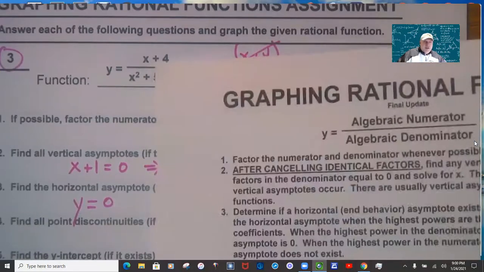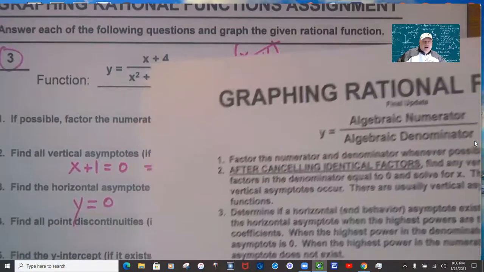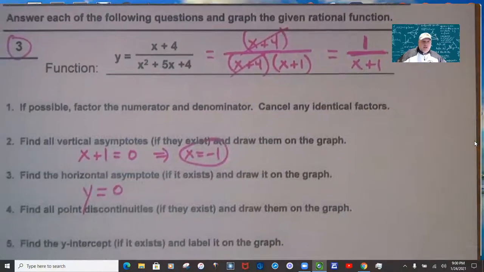Or you could just look back here. I have an x squared and an x. So you can do it before or after canceling. It doesn't matter on the horizontal.